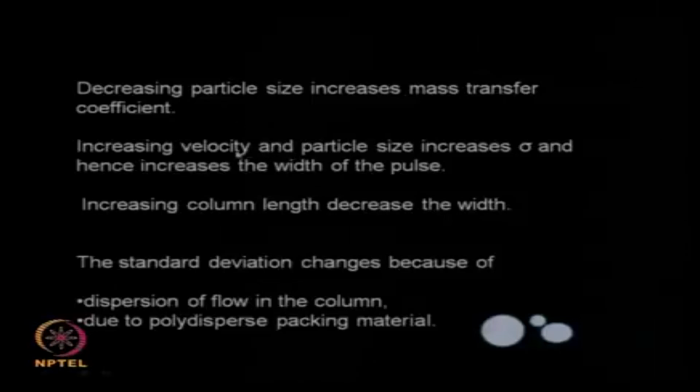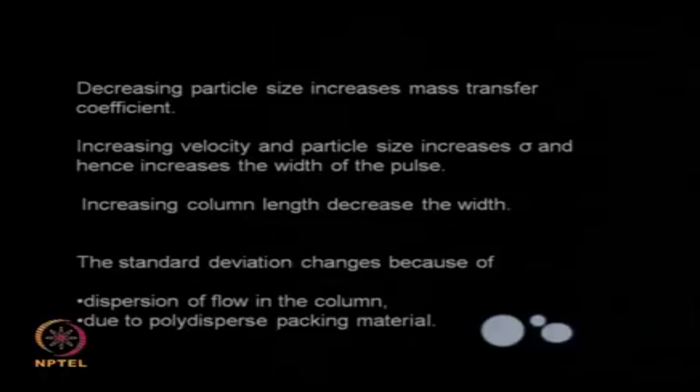Increasing velocity and particle size increases sigma. So if the particle size increases, sigma increases, and if the velocity increases, sigma also increases. If sigma increases, obviously the width of that Gaussian pulse also increases. Increasing column length decreases the width. If I have a longer column, I have more theoretical plates, so the width of the pulse also decreases.